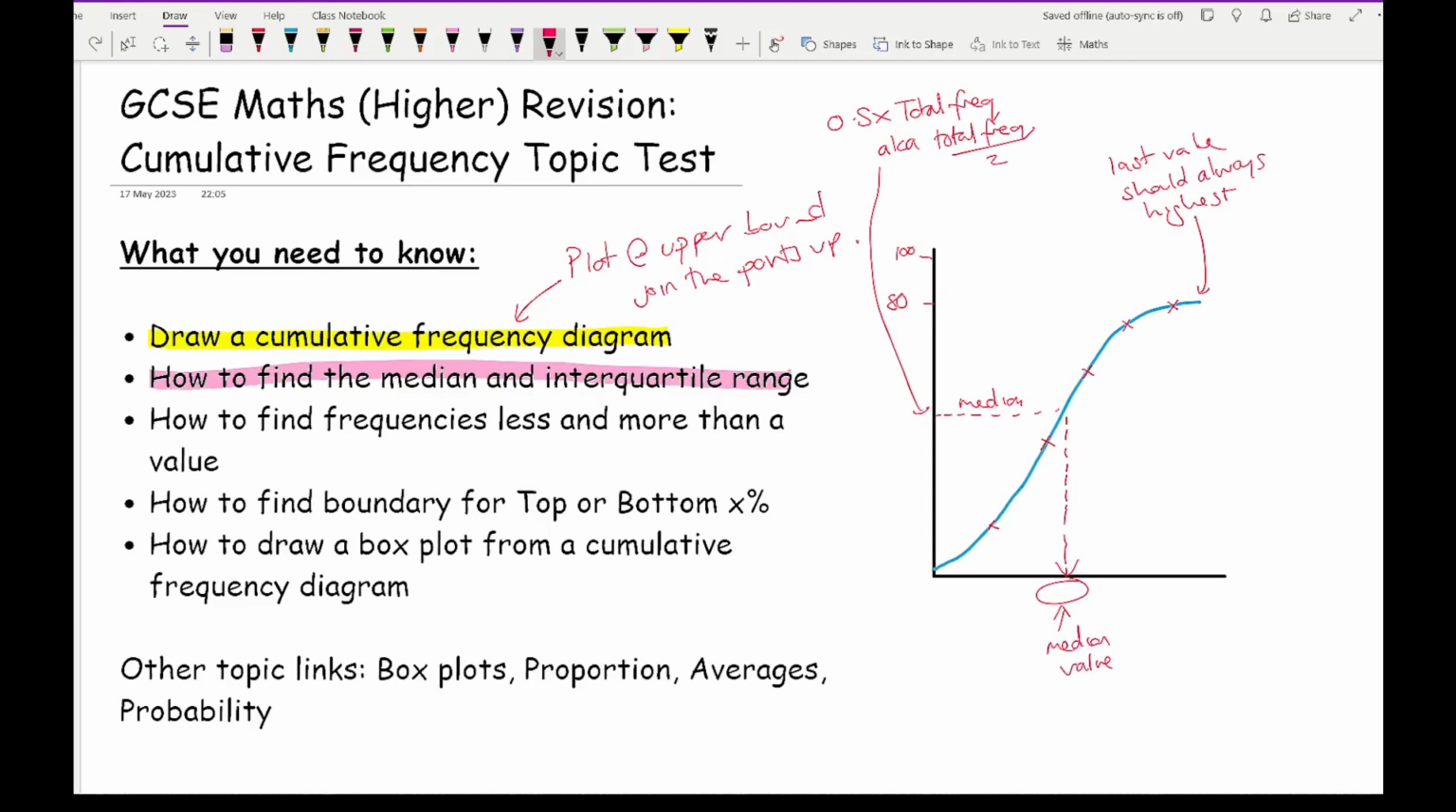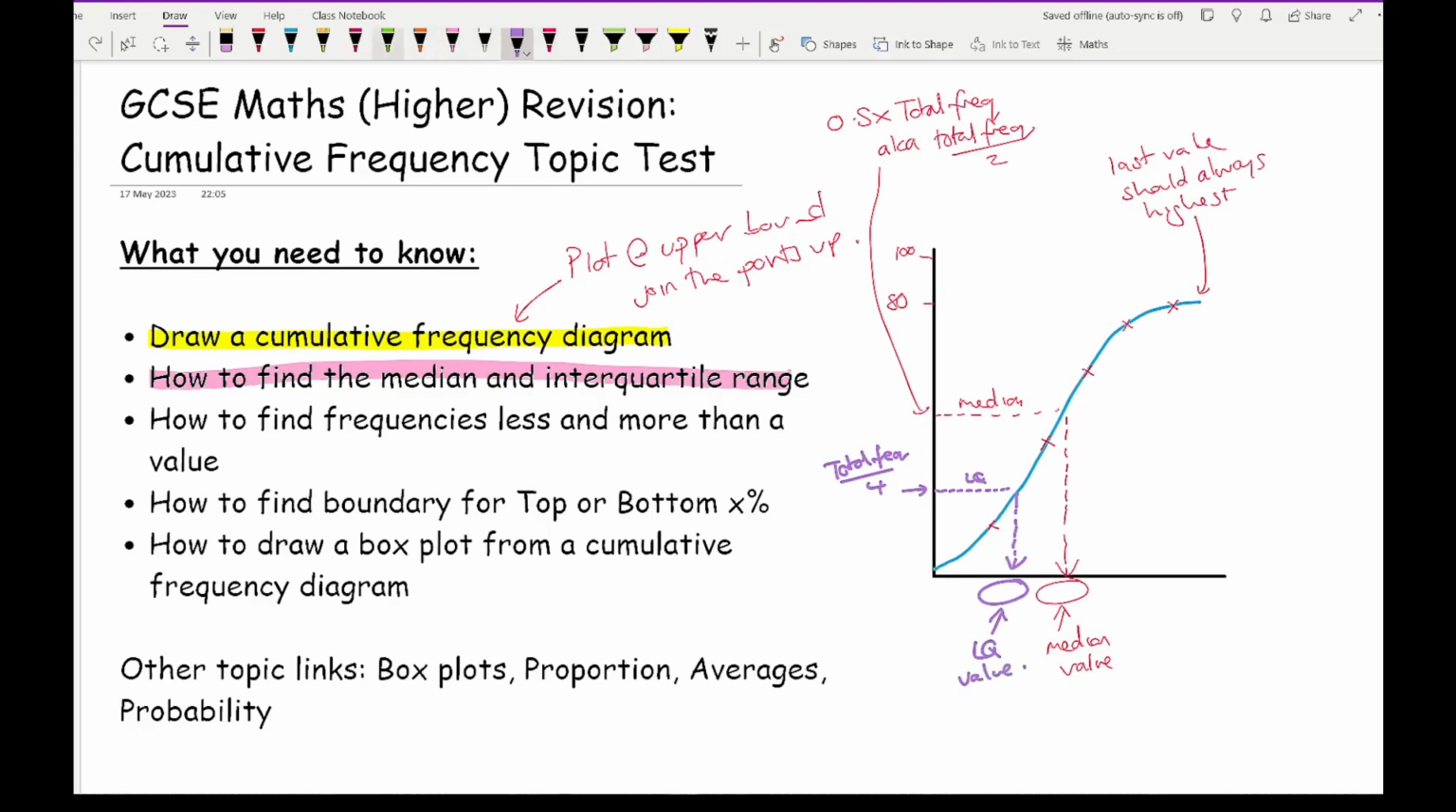Now to find the lower quartile, that's going to be at the 25% mark. So if you've already drawn the median, which most often you usually are, the lower quartile is going to be between 0 and the median. So this number here is going to be the total frequency divided by 4. So that's where the lower quartile is going to be, and the actual value is this number here. So that there is the lower quartile value that you need to quote.